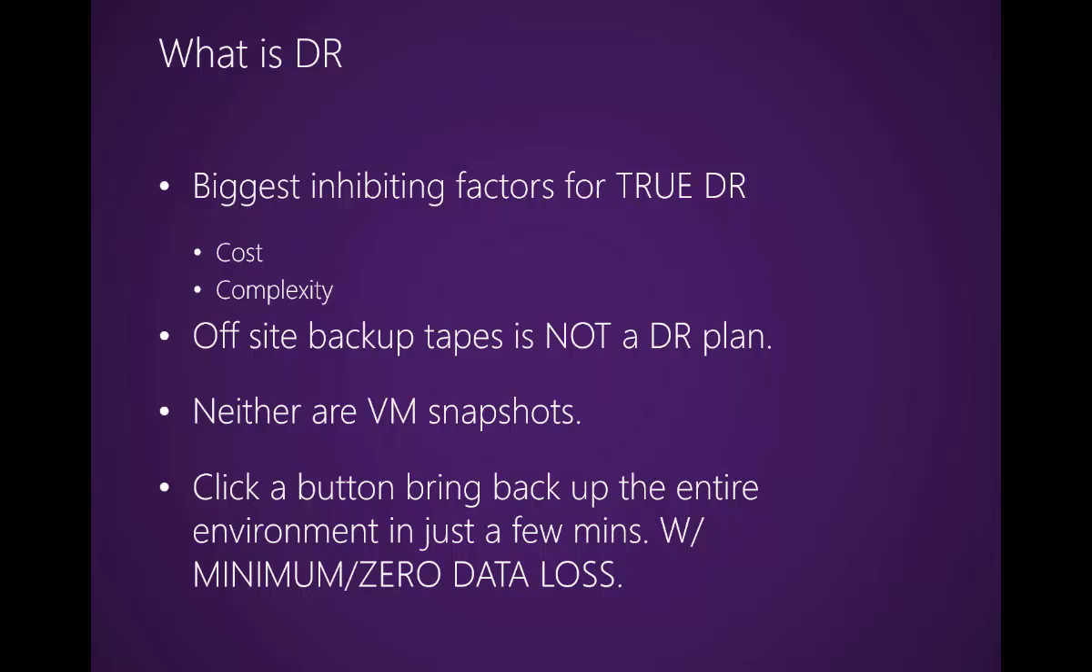The biggest inhibiting factors of actual true DR, so again, near zero data loss and minimum downtime, are really just two things. They're cost and complexity. So it either costs a whole heck of a lot, or it's very, very complicated and risky. And we'll talk about why some of those things happen and what ways we can mitigate those.